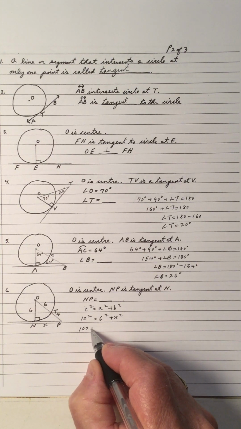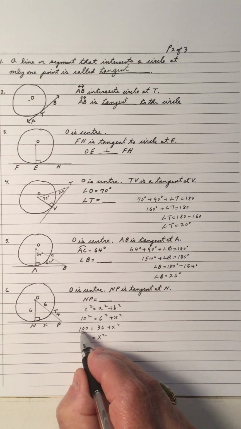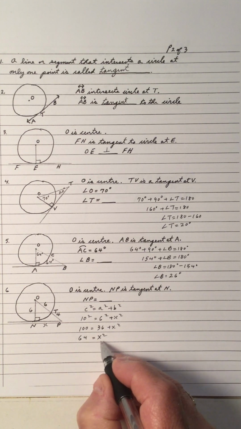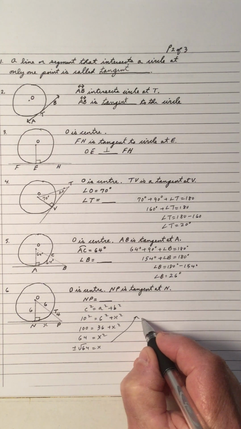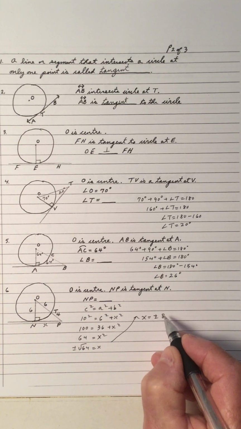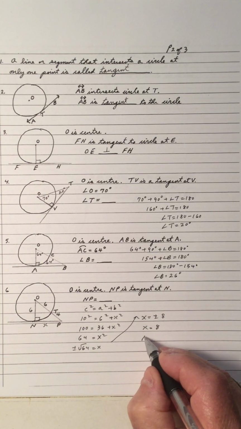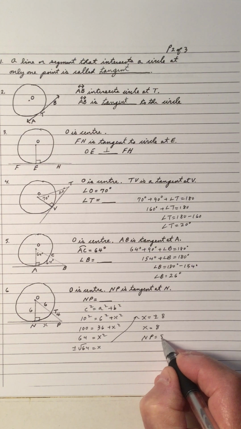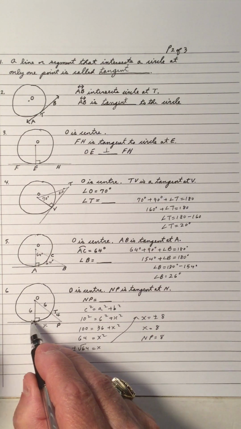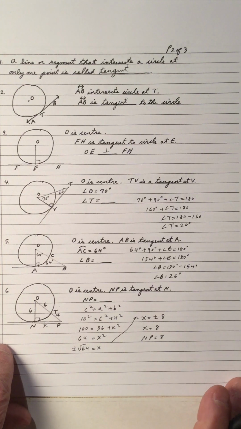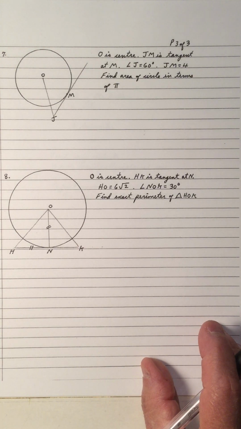So we have 100 equals 36 plus x squared. So x squared, 100 take away 36 is 64. So x is plus or minus the square root of 64. X is plus or minus 8. And it can't be negative, so x is equal to 8. So that means NP is equal to 8. Again, the tangent and a radius meet at the point of tangency to form a 90-degree angle. So that's what this video is illustrating. And we have another one to do.